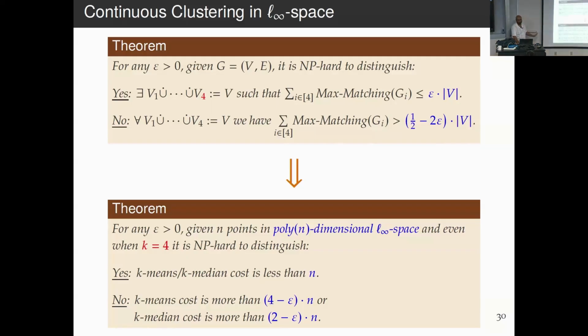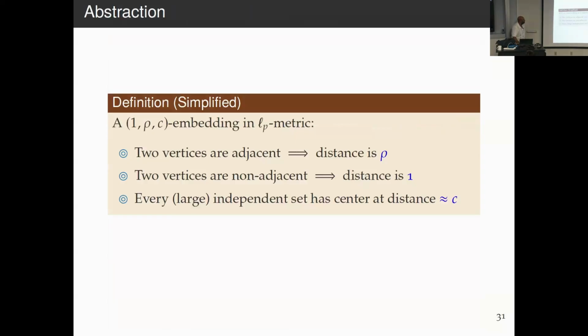Okay, so is this fine? And then you can sort of abstract it. This is for L infinity. If you want to do it for any LP metric, you want the adjacent things to be at distance at least rho, and the things that are non-adjacent to be distance 1, and every independent set to have a nice center at distance c.